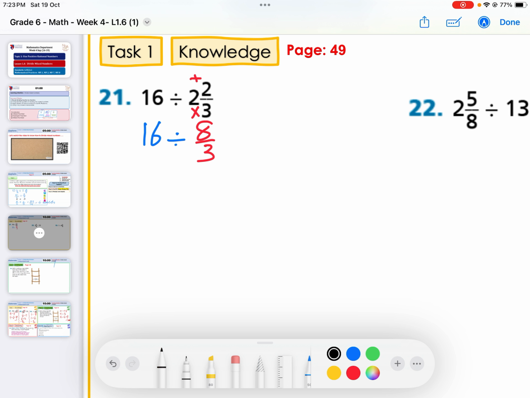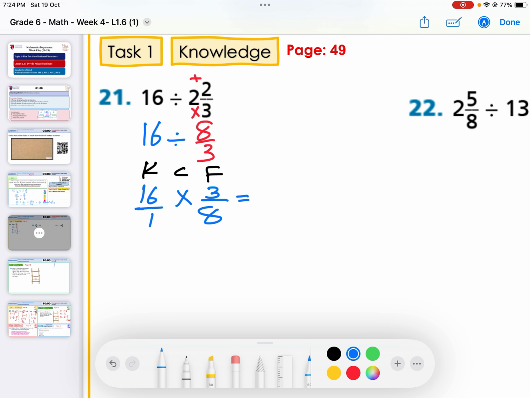Now I'm going to apply KCF. Like I said, write it beneath it. So the first one stays. Then I'm going to change division into multiplication. And then I'm going to flip. 8 over 3 will be 3/8. And now let's multiply. This is the same as 16 over 1.